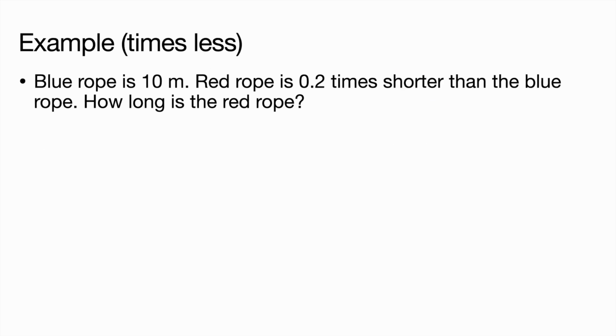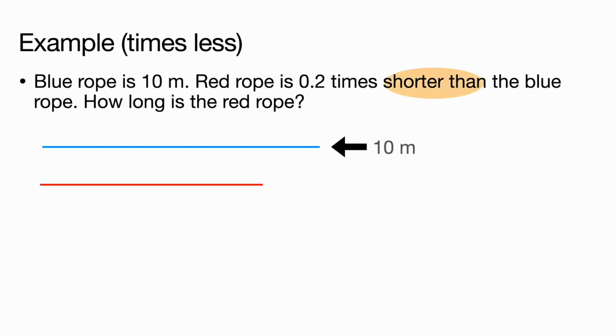Let's see another example of times less. Very similar setup. The only difference is this time the red rope is 0.2 times shorter than the blue rope. So we can draw a very similar picture here. Blue rope, 10 meters. And because we see shorter than, we know that the red rope is shorter.